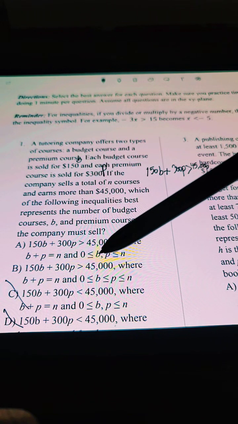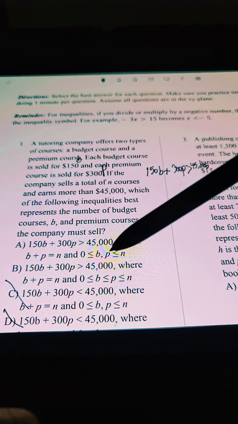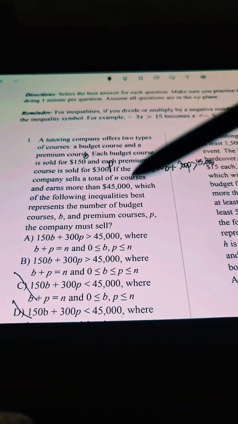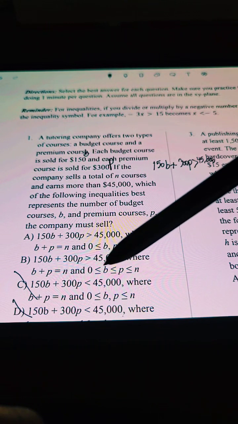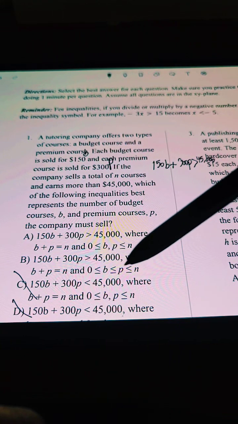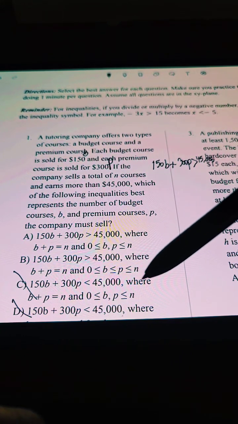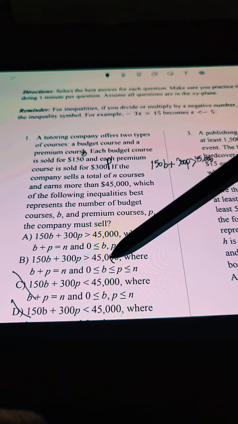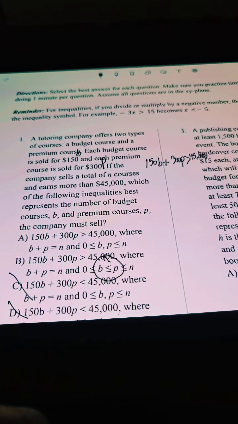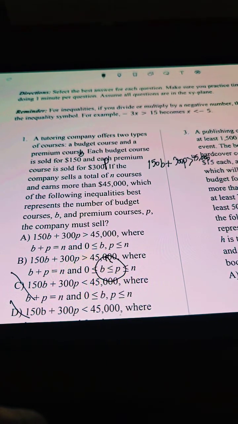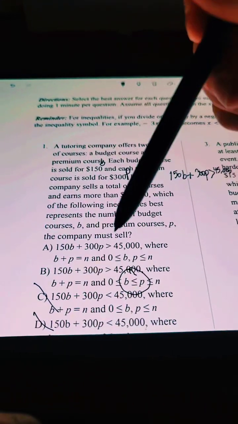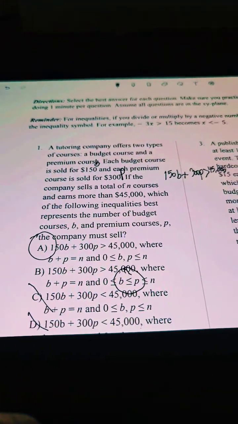So this says the number of budget courses has to be greater than or equal to 0, and the number of premium courses has to be less than or equal to N. Yes, that tracks. Then over here, we have that the number of budget courses has to be greater than or equal to 0, but then also the number of premium courses has to be greater than or equal to 0. So that's where this falls apart, because we don't necessarily know that they need to sell more premium courses than budget courses. So that ends up being wrong. So it would have to be A only.